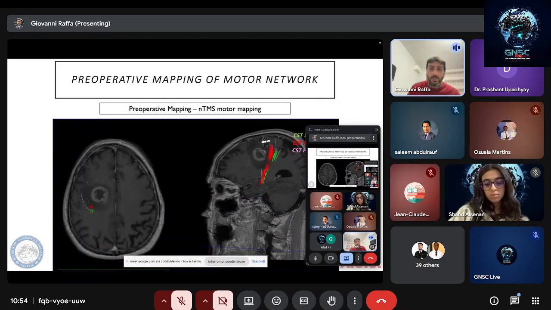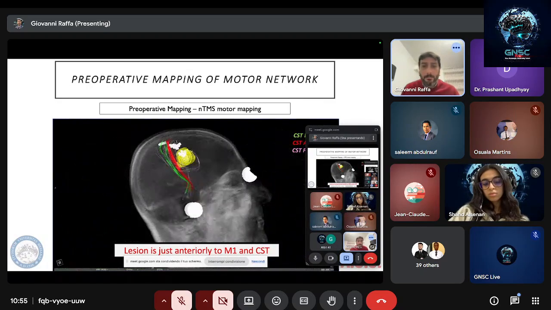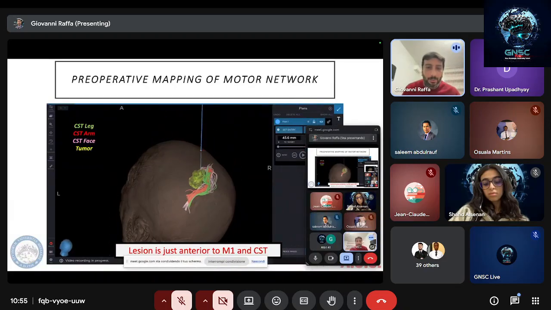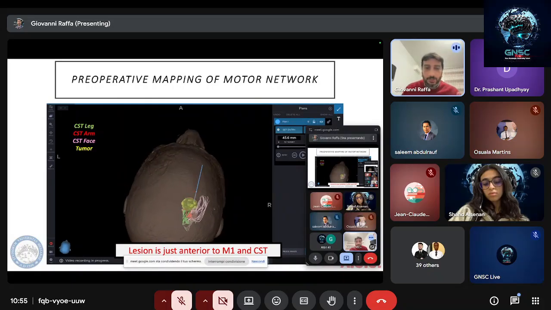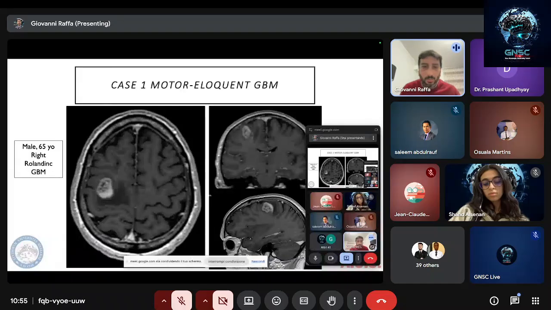Once we have all this information, we can reconstruct the motor network, and we can realize that the lesion is anterior, yes, but it's close to the corticospinal tract. So the risk for resection of this lesion is high, but we can manage this surgery using intraoperative mapping and monitoring. And we already know before entering the OR the real relationship between the lesion and the motor network, so we can be more confident and more effective during the resection. This is an example of planning our surgical strategy to reach the lesion, trying to preserve the corticospinal tract.